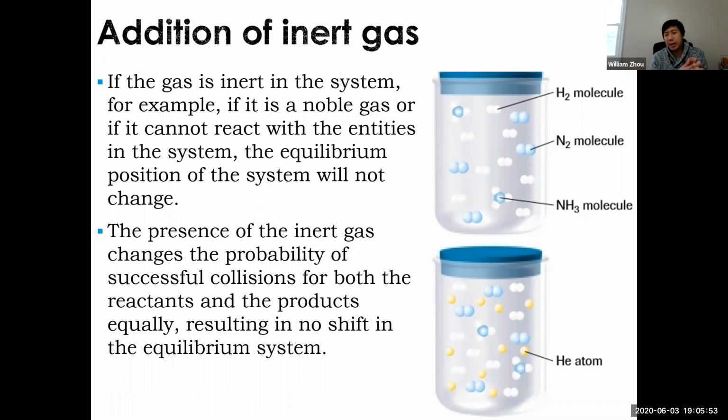But helium will get in the way of everyone. It's not selective in who to block. So everyone is affected by the inert gas. So the reaction slows down, but the equilibrium doesn't shift because everyone's affected equally. Does that make sense? So addition of an inert gas does not shift the equilibrium.